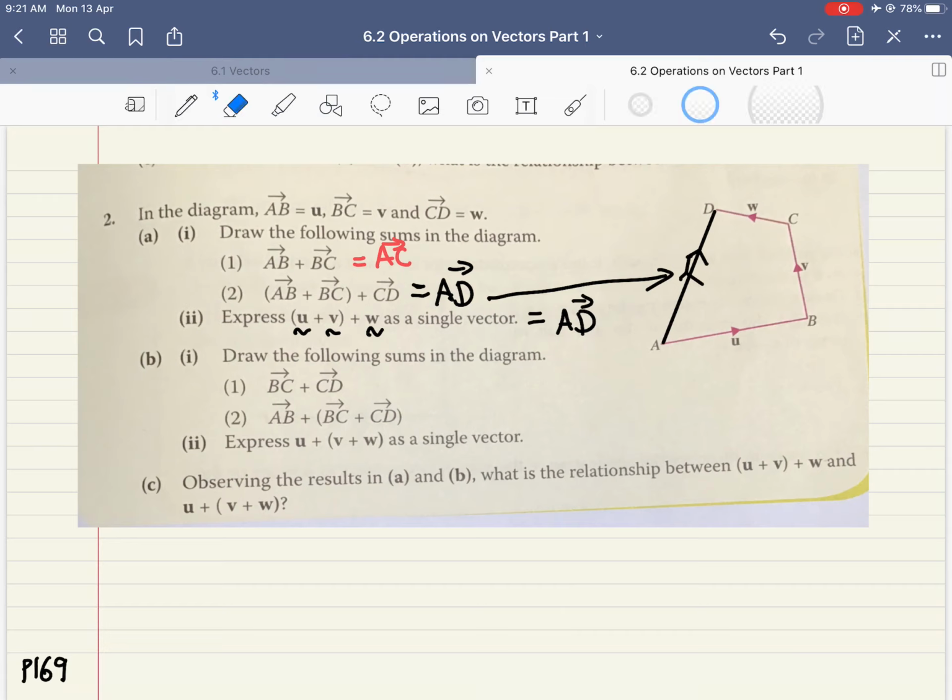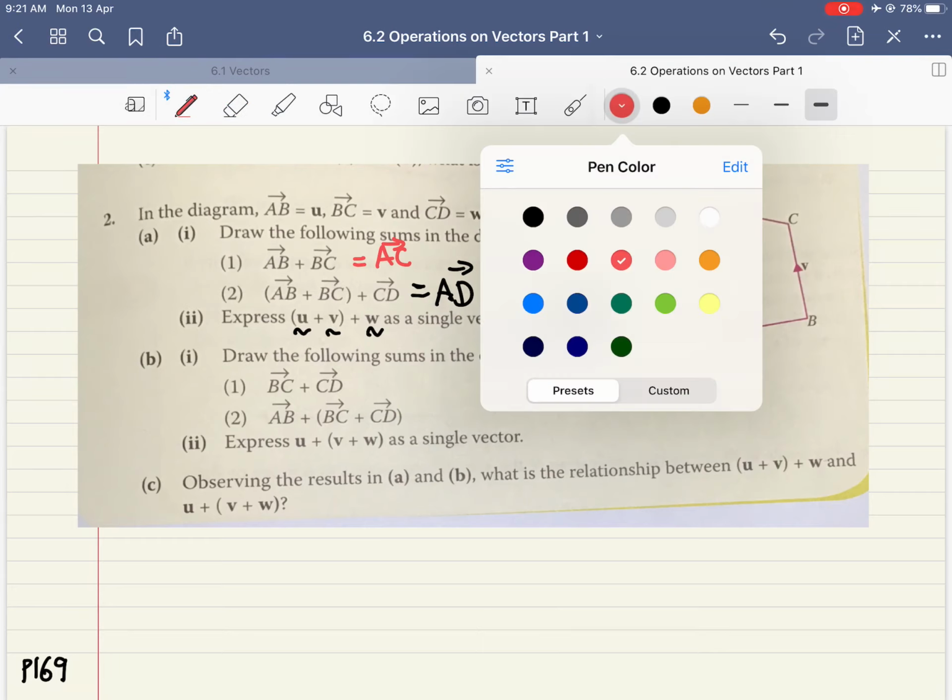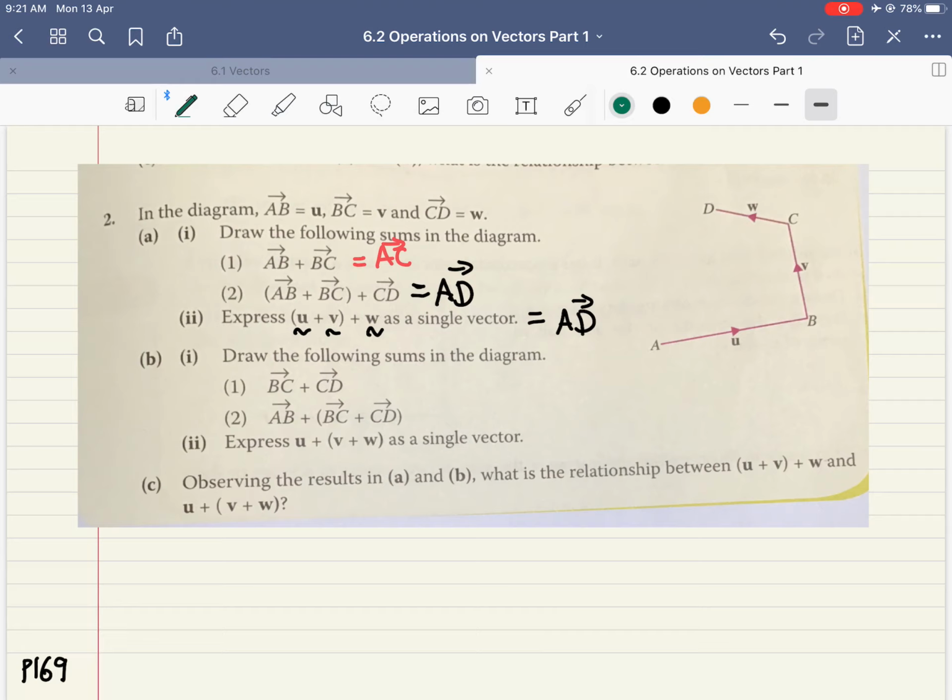Okay, let me just erase the diagram so it's easier for us to do part B now. For part B, they say draw the following sums of BC plus CD. Let me just draw it in another color, maybe green. So now I'm doing BC plus CD. The resultant vector in this case will be BC plus CD, which gives me the vector BD. So this is equal to BD.